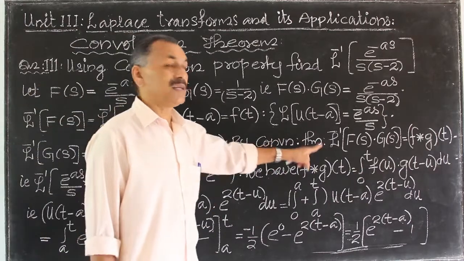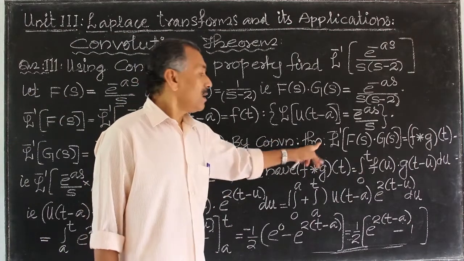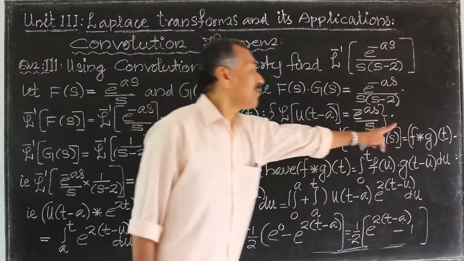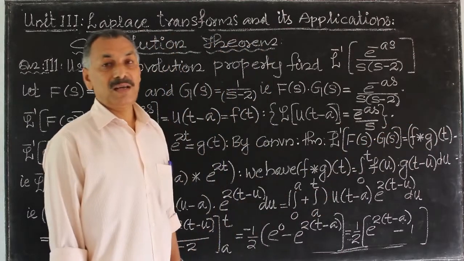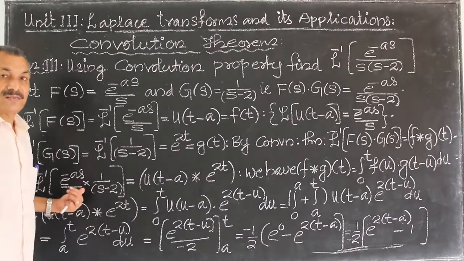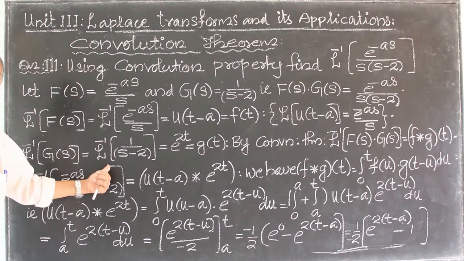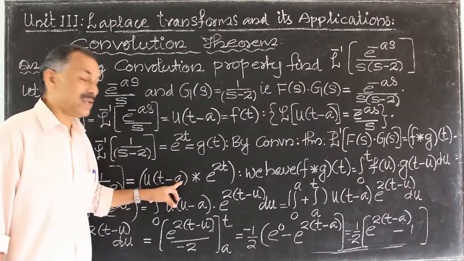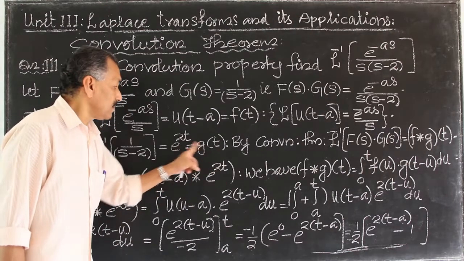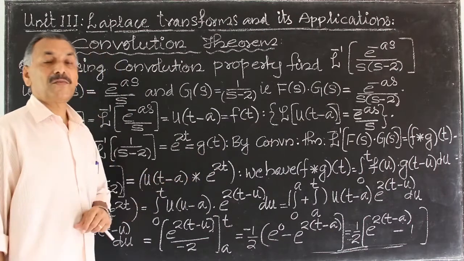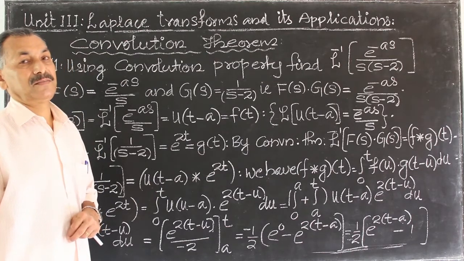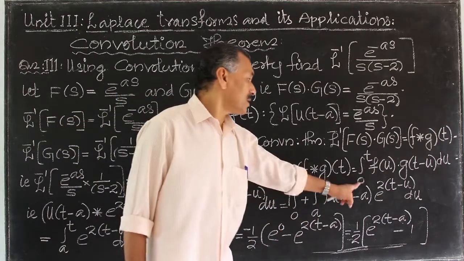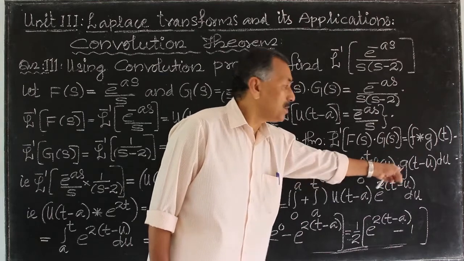Then by the convolution theorem, L inverse of F of s into G of s is equal to f convolution g of t. So again, that is L inverse of F of s, e raised to minus as by s, into G of s, 1 divided by s minus 2, is equal to f convolution g, where f of t is equal to u of t minus a, convolution with e raised to 2t, g of t. That is f convolution g of t. Then we have, what is f convolution g of t? f convolution g of t is equal to the integral from 0 to t of f of u into g of t minus u du.